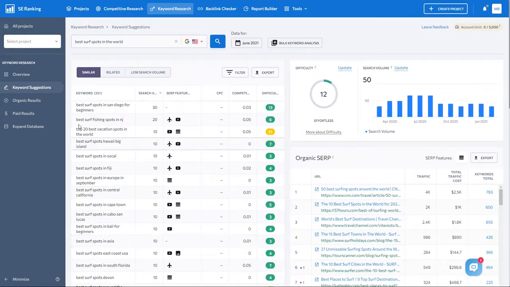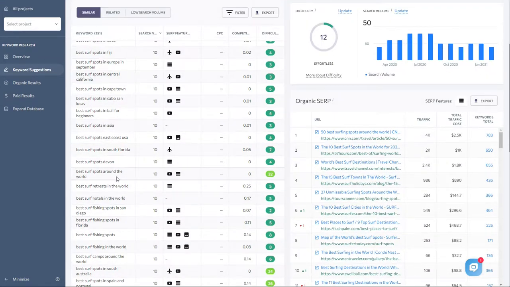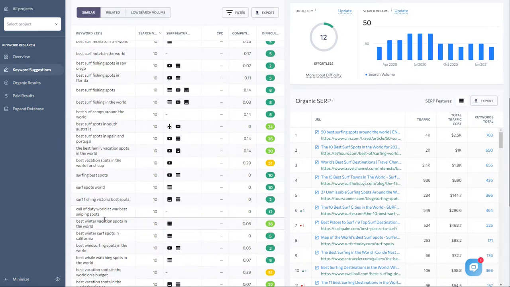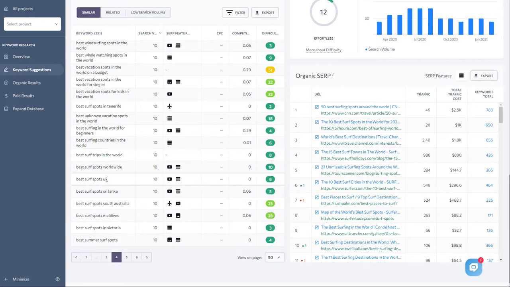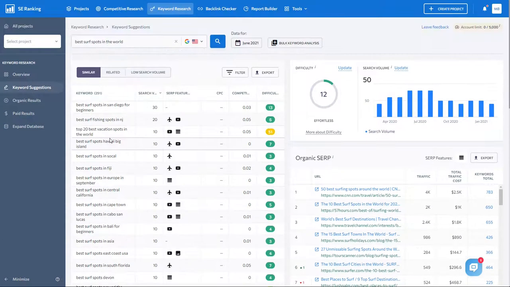Let's go to another page. Best surf spots around the world, best surf retreats in the world, Call of Duty World at War best sniping spots. Okay, that's completely off point. Best surf spots in Tenerife, best surf trips in the world. Okay, so this one was actually a good one for me to try because it's showing that this keyword tool is not perfect. This time it did come up with stuff in the similar tab which was unrelated, which is kind of a shame. But overall, I would say I'm very impressed with SE Ranking.